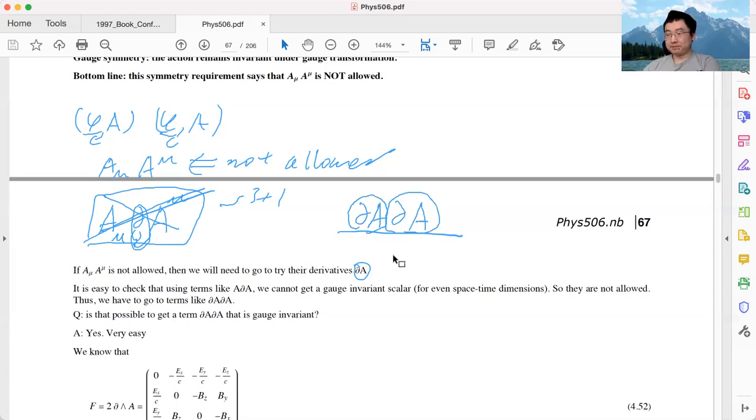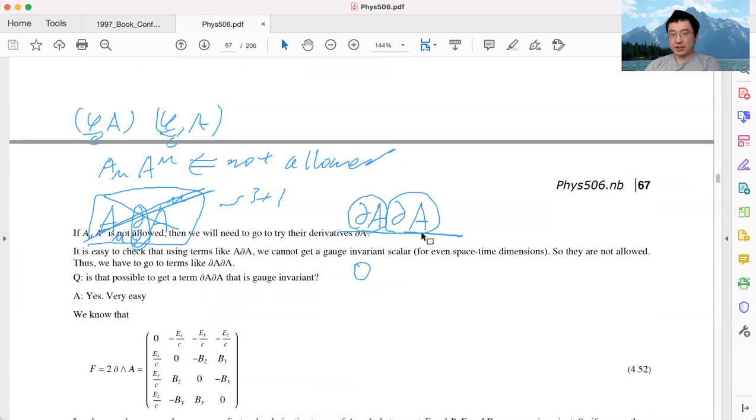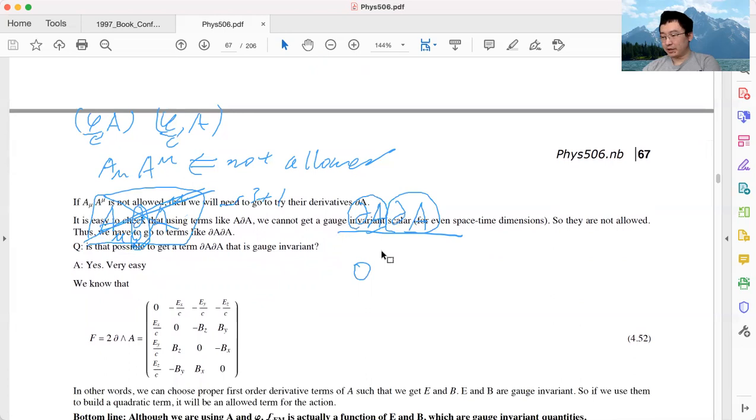And can we get a scalar out of this structure and also preserve the gauge symmetry? Well, it turns out this is doable, and it's actually very easy. This is because, what is the derivative of A? The derivative of A is nothing but my 4D tensor of E and B field. As we discussed early on, if we take the derivative of A, we get a rank 2 tensor. And this rank 2 tensor is nothing but my E and B field strength. So this derivative of A is actually just E and B.